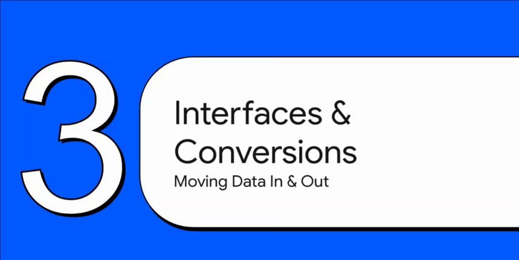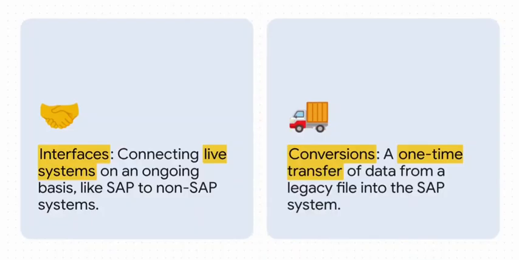They both sound similar. They're all about moving data, but they solve very, very different problems. So what's the big difference? It's all about timing. An interface is like setting up a live, dedicated phone line between SAP and another system. Data is flowing back and forth all the time. A conversion, though, that's like moving boxes from your old office into the new one. It's a huge, one-time data dump that usually happens when a company first implements SAP.